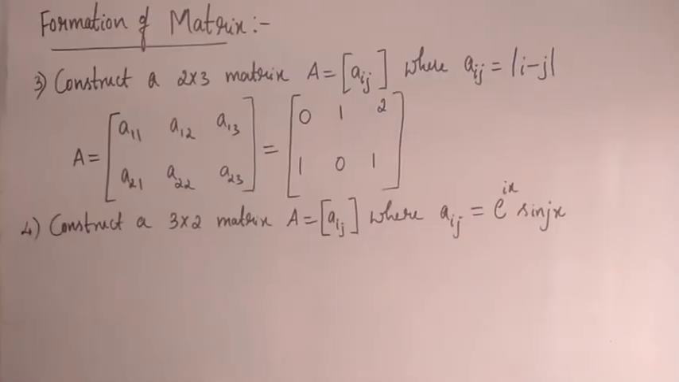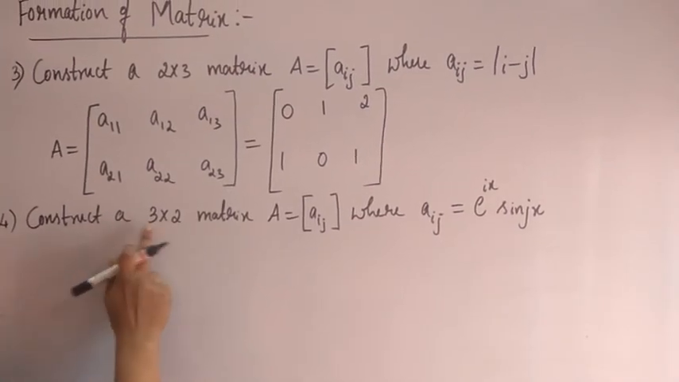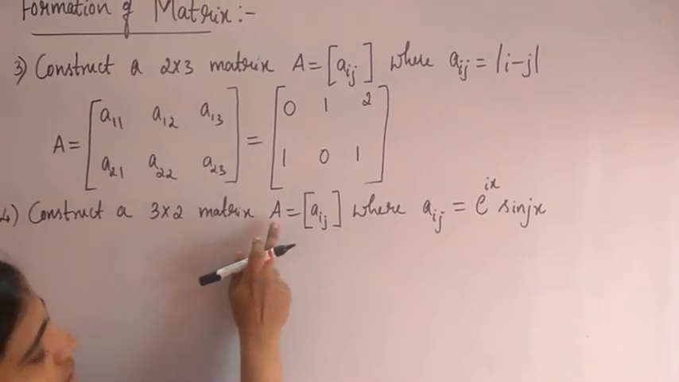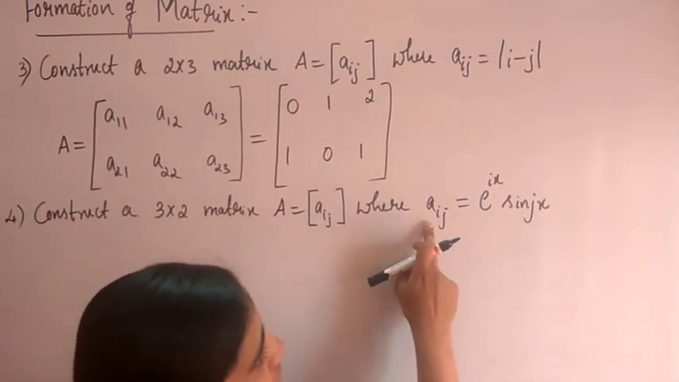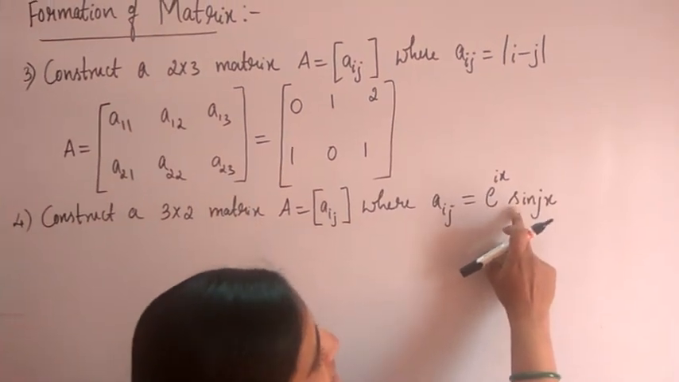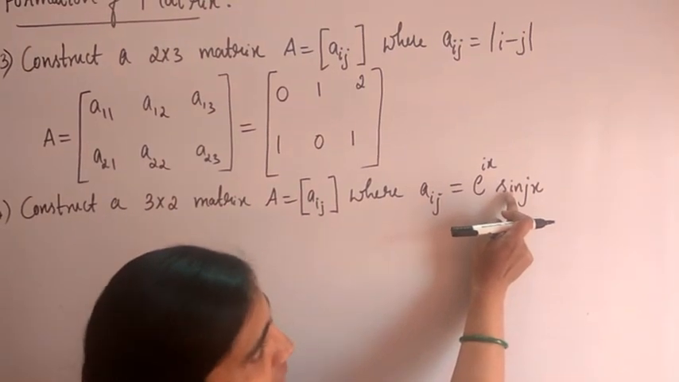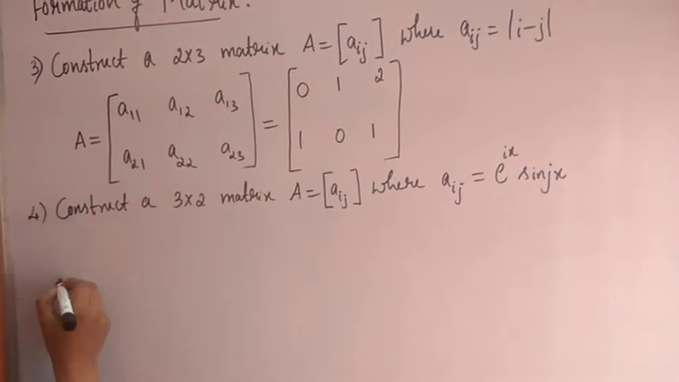Okay. So next question is construct a 3 cross 2 matrix. 3 cross 2 means 3 rows, 2 columns of the matrix. So matrix is in general form where each element is in the form of e power ix into sin jx. This is a trigonometric function. Don't take this i. Okay. Sin jx. So 3 cross 2.